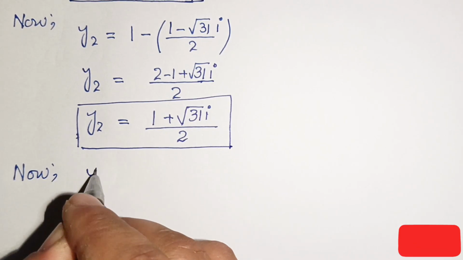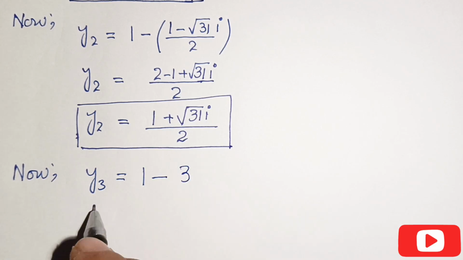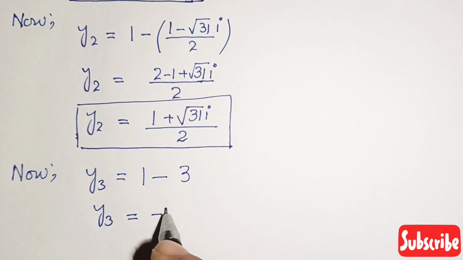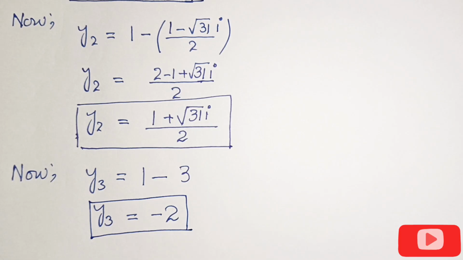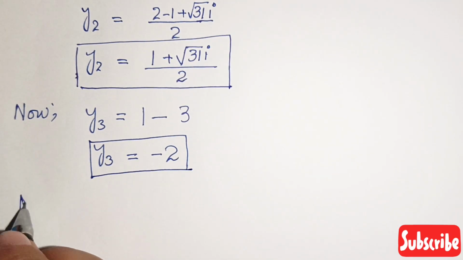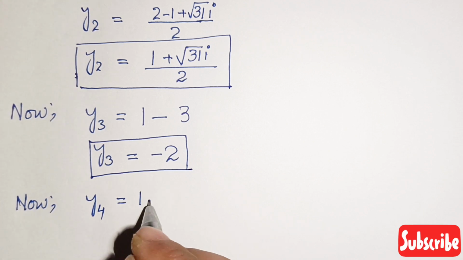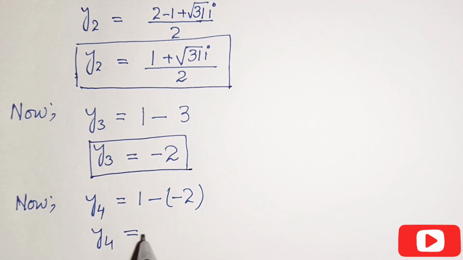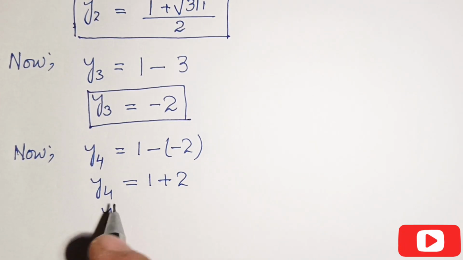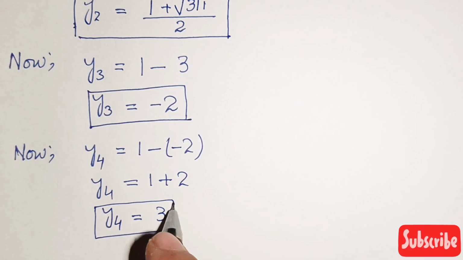Now y3 is equal to, putting the value of x3, 1 minus 3, so we get y3 is equal to minus 2. Here we have y3. Now finding y4, which is our final value. So y4 is equal to 1 minus x4. So x4 is minus 2. Then y4 is equal to 1 plus 2, and y4 is equal to 3. So we get 4 values of y.